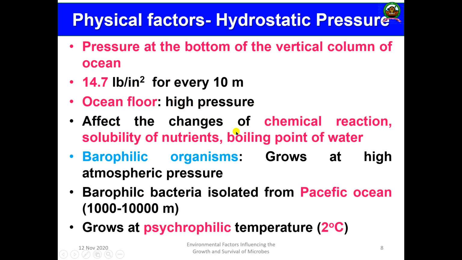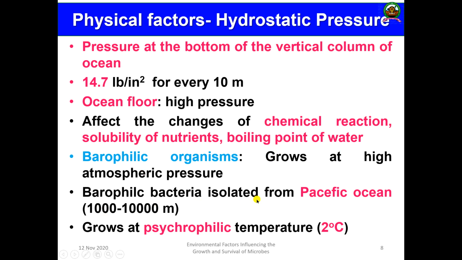That will change the chemical reactions inside the ocean, the solubility of nutrients, and the boiling point of water. Solubility is the ability of nutrients to dissolve in water. This will change due to the hydrostatic pressure. Bacteria that are able to grow at high atmospheric or hydrostatic pressure are known as barophilic organisms.